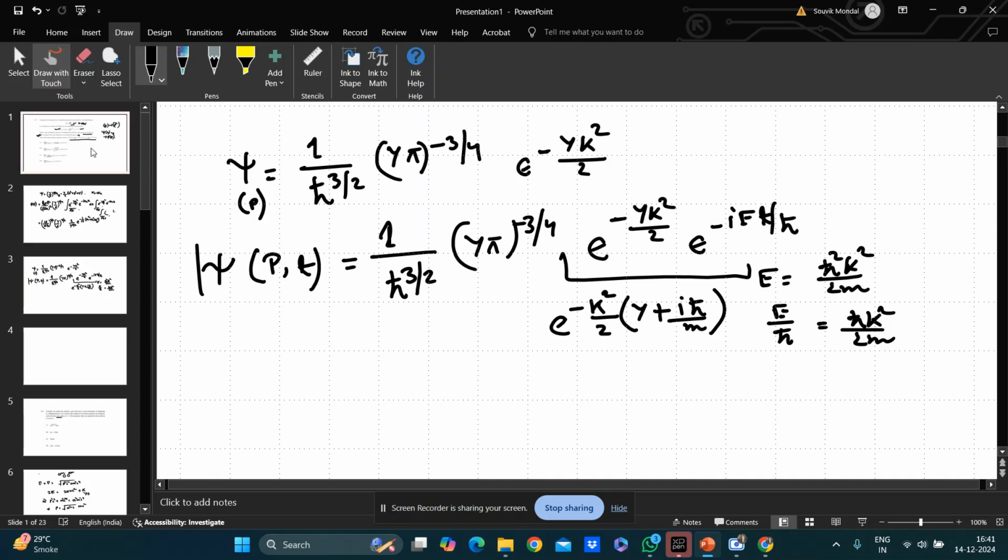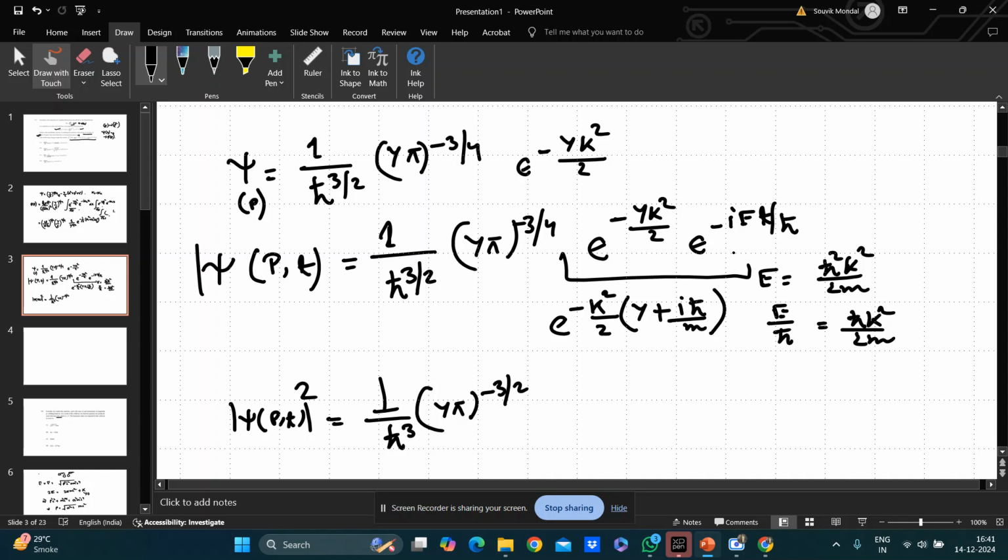So you have to calculate the probability density, mod phi p t squared. So 1 by h cross cubed, gamma pi to the power minus 3 by 2. Now this is a complex part, so if you multiply it with its complex conjugate, the phase simply gives you 1. So it will simply be e to the power minus gamma k squared. Now k squared is 2mE by h cross squared, so this term will be e to the power minus gamma 2mE by h cross squared.